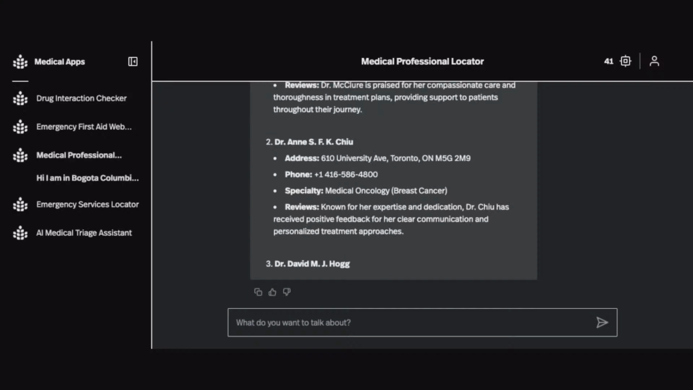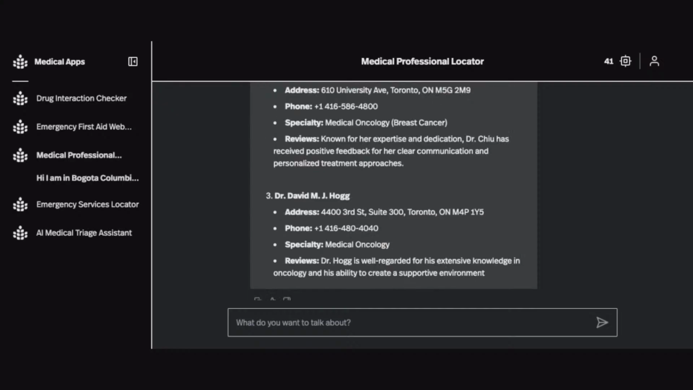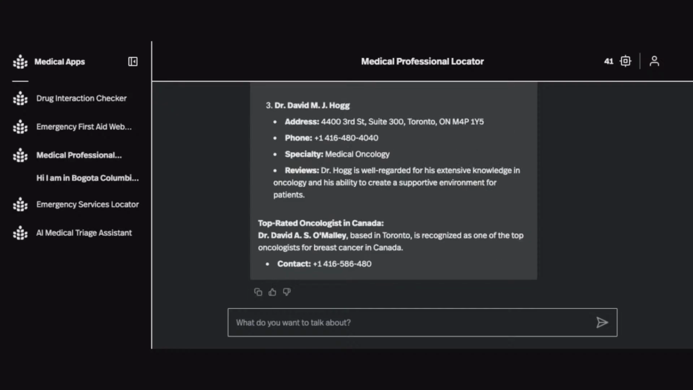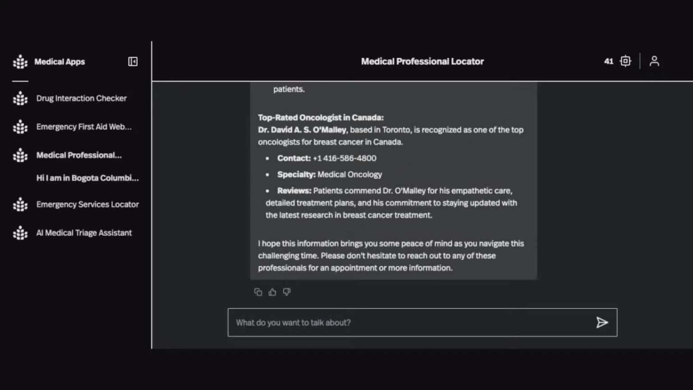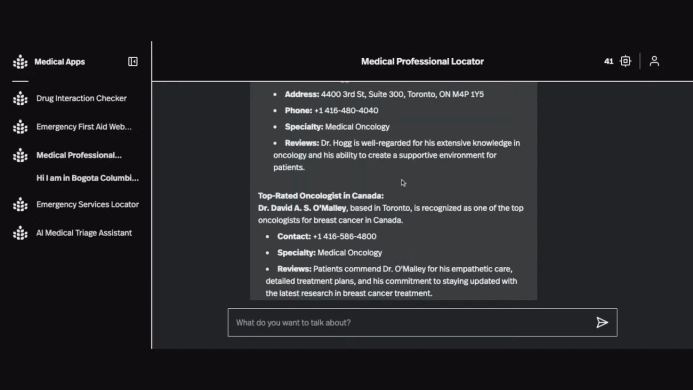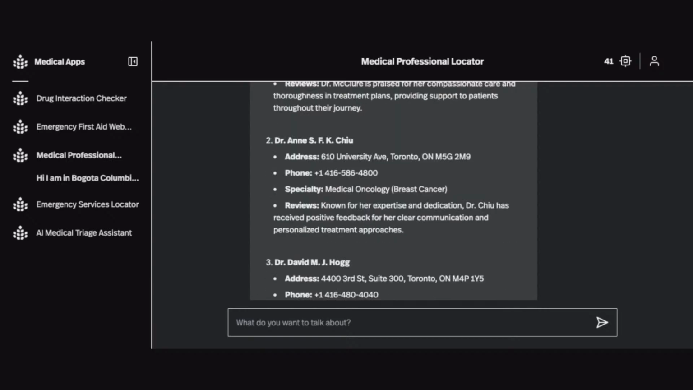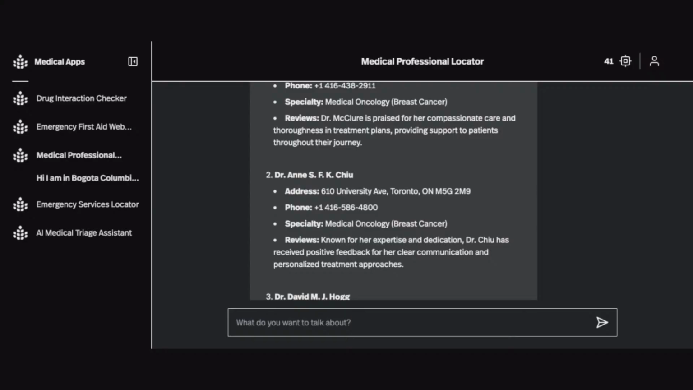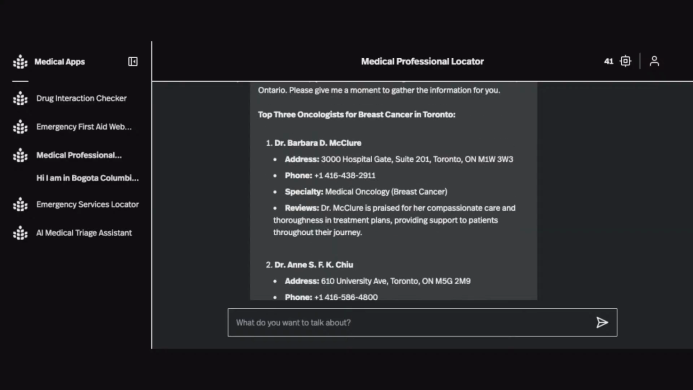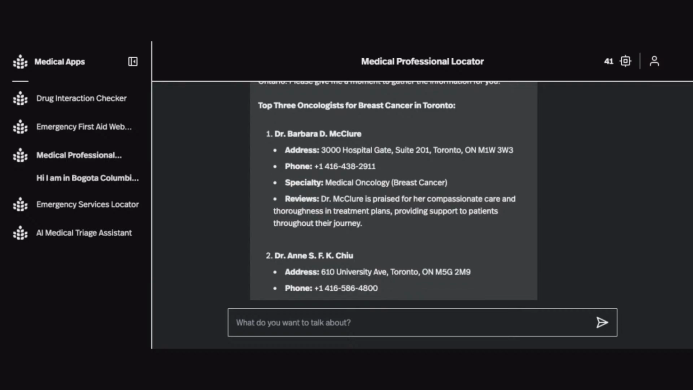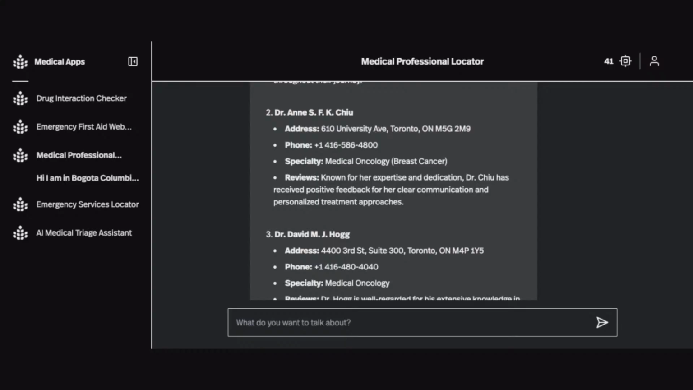Now, you're probably asking, how does the AI determine who is the best oncologist? The AI determines who the best oncologist is by simply pinning down the individual's website. So the oncologist would have a website, first of all, an office, years of practice, and the patient reviews that are online. So it pretty much investigates the professional and gives you the top professionals in the area.